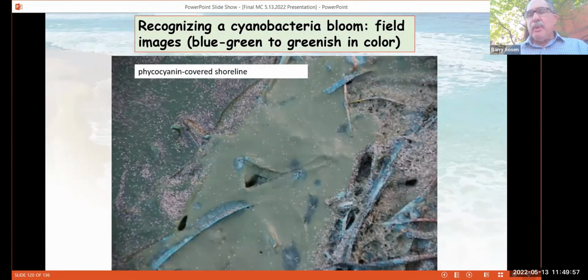And when they die, when people often say there's this turquoise staining of the shoreline, that's when the pigment, the phycocyanin, leaks out of the dead cells. And it's not a molecule they want to lose. They want to keep that molecule in the cells. So it's only when a bloom is dying off or individual cells are dying off that you see this bluish color coming out of a cyanobacteria bloom. Next slide.